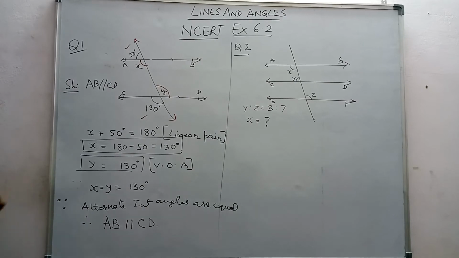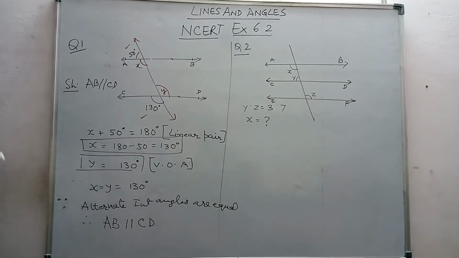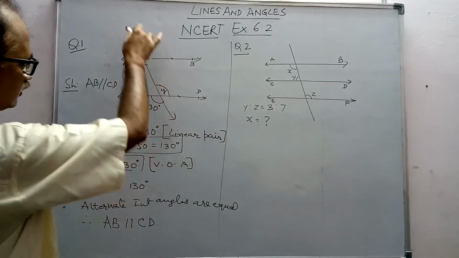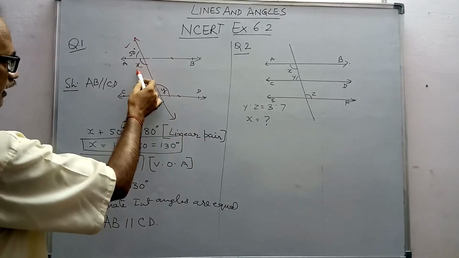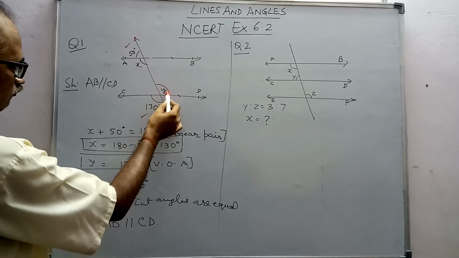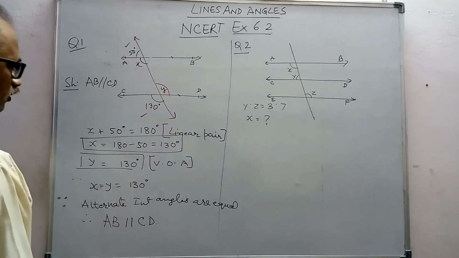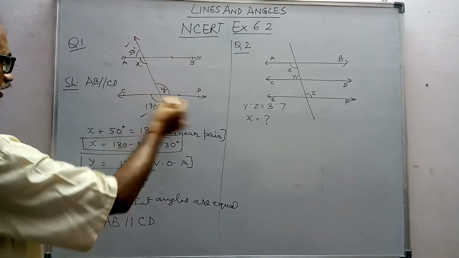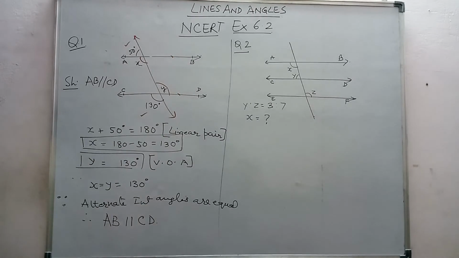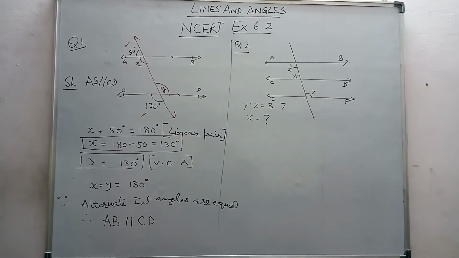So again you see, here we have two lines AB and CD, and a transversal. This angle is X, this is 50, this is Y, and this is 130. You have to prove that AB and CD are parallel. AB and CD will be parallel if X and Y are equal, because they are alternate interior angles, and if a pair of alternate interior angles are equal, then the lines will be parallel.